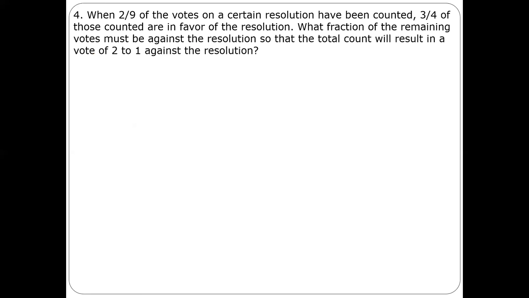What fraction of the remaining votes must be against the resolution so that the total count will result in a vote of 2-1 against the resolution?